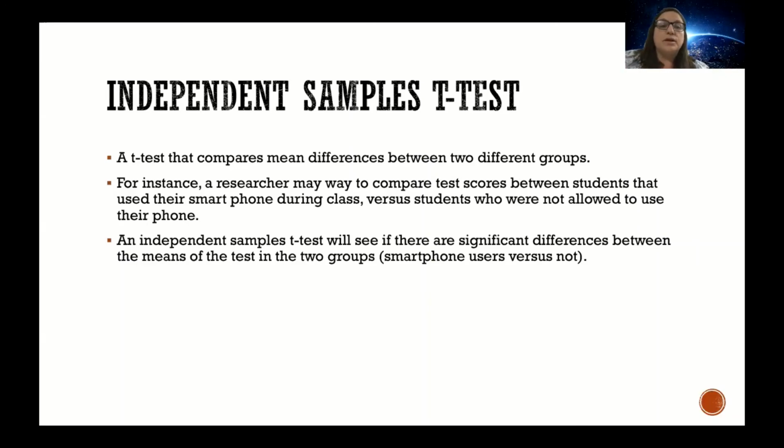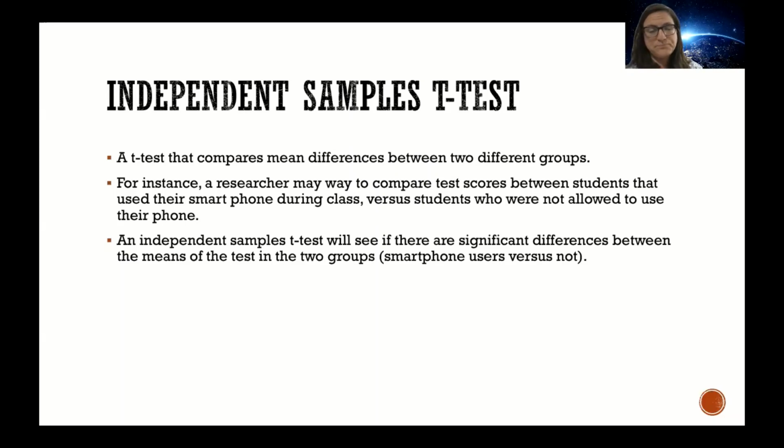So let's say a researcher was interested in comparing test scores between students that use smartphones during class and students who are not allowed to use their phone during class. An independent samples t-test would see whether or not there were differences in the means of the test scores, so the average for the group that used a smartphone and the average for the group that did not. So are there differences between students who use their smartphone during class and students who are not allowed to use their smartphone?